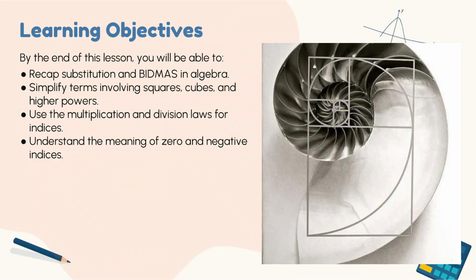By the end of this lesson, you should be able to recap substitution and BIDMAS in algebra. You will also be able to simplify algebraic terms involving squares, cubes, and higher powers. We'll practice using the multiplication and division laws for indices. Finally, we'll look at the meaning of zero indices and negative indices. These ideas are important because index notation helps us write repeated multiplication in a shorter, clearer way.